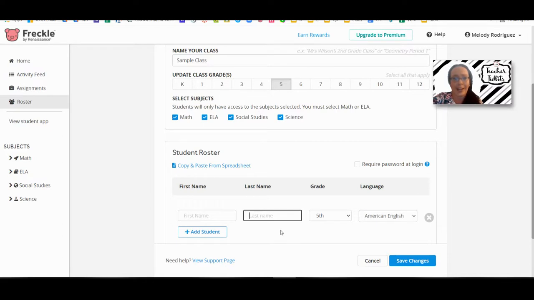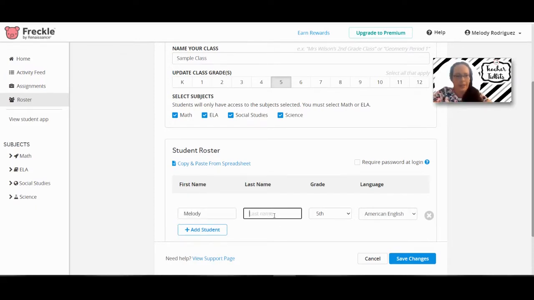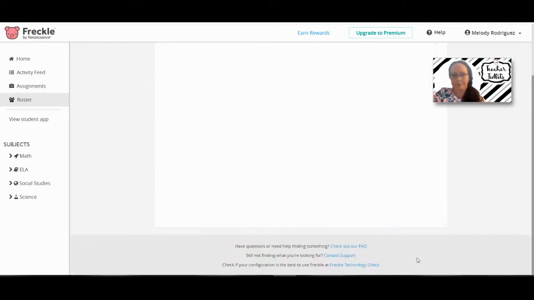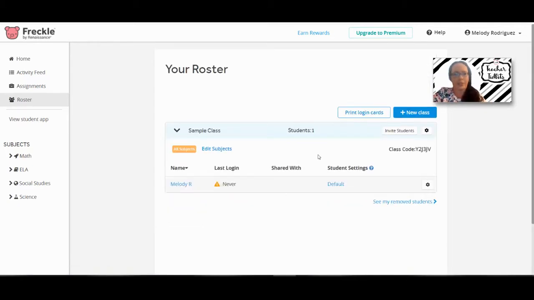Now, the reason I point this out is in case there are any typos or misspellings, your student's not going to be able to log in. So if a student ever says that they can't log in, this is the first place I would check. Just make sure there's no typos in there. I'm going to go ahead and put myself in my class. All right, so now I have a sample class of 1 student.